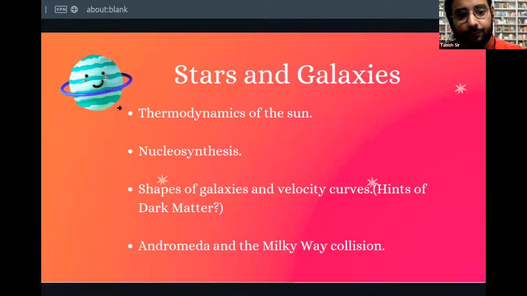Then we go ahead and talk about the shapes of galaxies and velocity curves. It's a fancy little name, velocity curves, but these are actually very interesting things and very simple to understand.